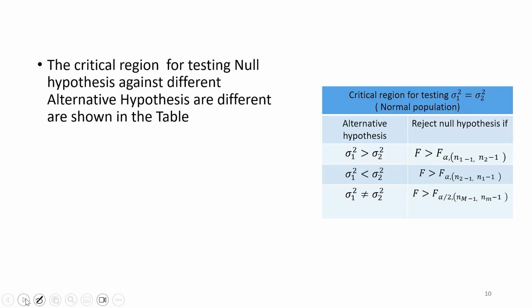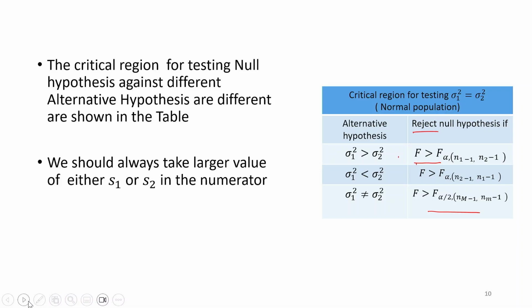and this stands for observed values. The critical regions of the null hypothesis against different alternative hypotheses are also stated here. This is how, in a similar fashion, we can write the alternative hypothesis and corresponding null hypothesis, and rejection criteria of the null hypothesis. These are the three different rejection criteria. We should always take the larger value of either S1 or S2 in the numerator when you take the ratio.